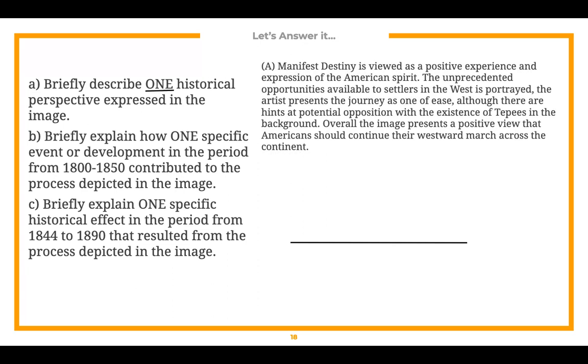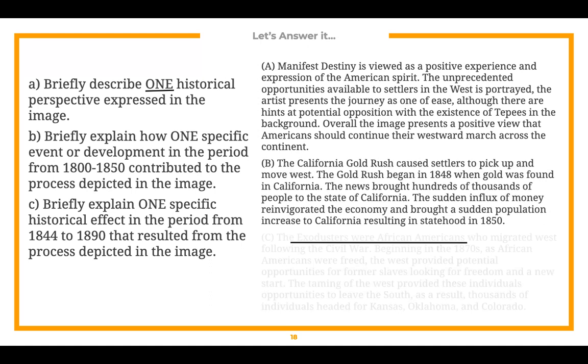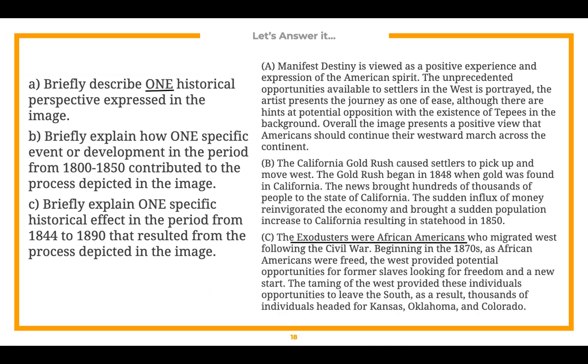All right, so here are some examples of answers, all right? When you look at A, briefly describe one historical perspective: manifest destiny, KBAT. The next few sentences are simply defining and explaining it. And then next, relating it back to the question. Overall, the image, right? Because that's what it's asking.